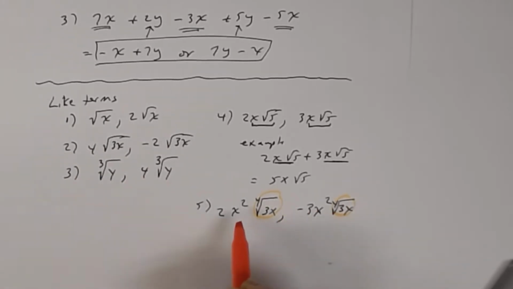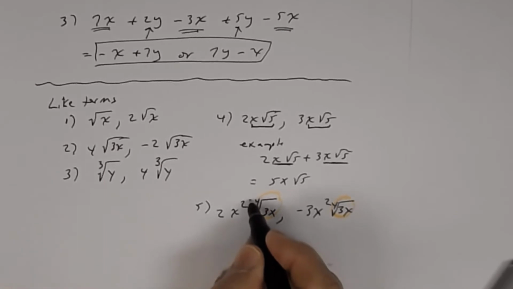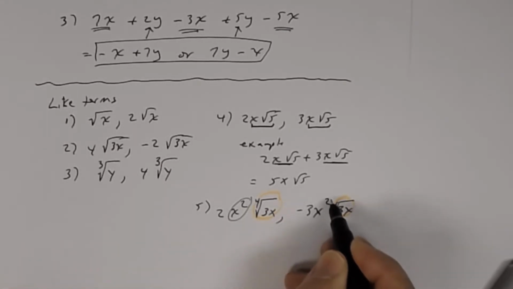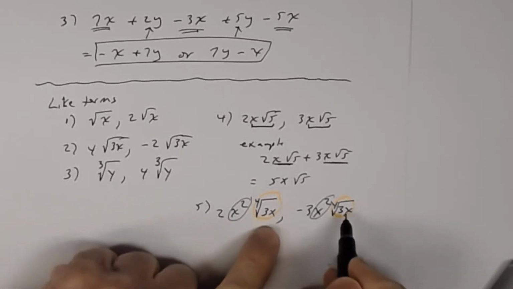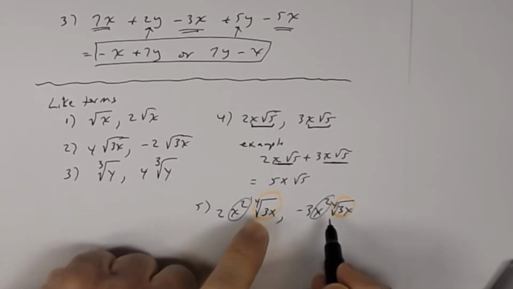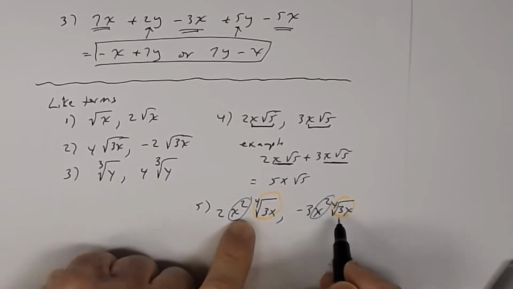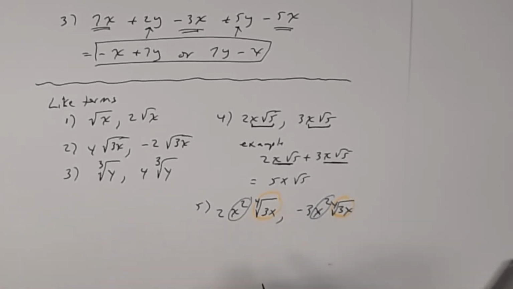But then I see an extra variable in there. So then we need to look at this now. Okay, that's an x squared. This better be an x squared as well. And so the radical parts are exactly the same, and the variable part that's not part of the radical is the same. So therefore, those are like terms.